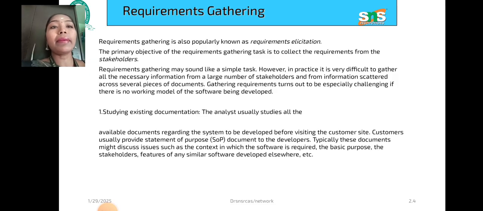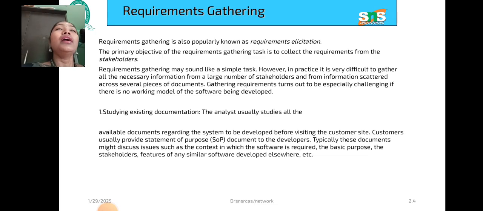Requirement gathering is also known as requirement elicitation. The primary objective of this task is collecting the requirements of stakeholders. We follow some rules: first, we have to study the existing documents. For example, if we start any research work, first we choose a base paper, which is the existing document. If we go through the existing documents, we find their drawbacks, and only then can we make a good project.